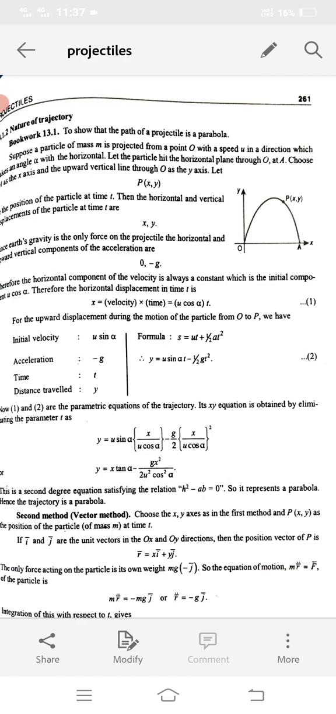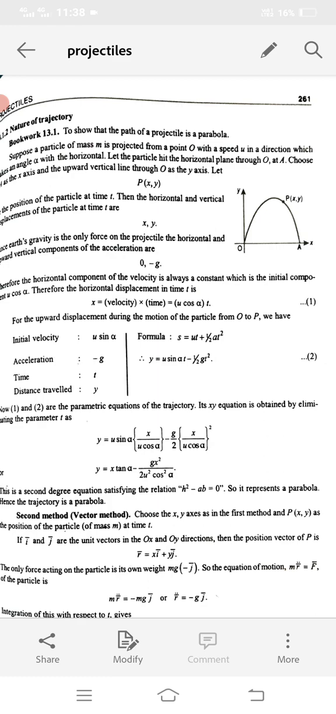Horizontally Earth will never give attraction, but when a particle is moving upward, the gravity will attract the particle towards down. So we are putting a negative sign on g. Therefore, the horizontal component of the velocity is always a constant, which is the initial component u cos alpha. Therefore, the horizontal displacement in time t is equal to velocity into time. We know that the horizontal velocity is u cos alpha, and the time is any instant t. So x is equal to u cos alpha into t.